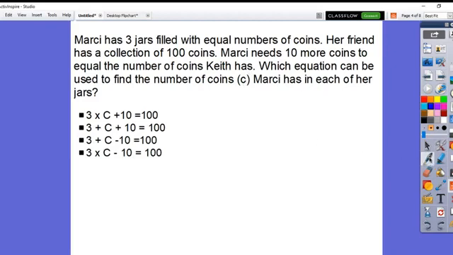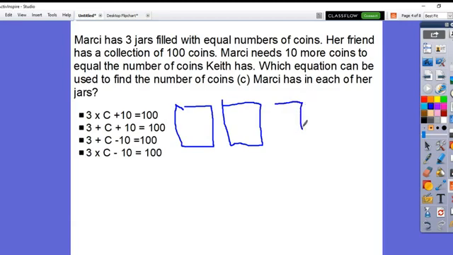Now, guys, I'm going to do some drawing because it just helps me figure out a little bit. Now, we know Marcy has some jars. And you know what? It's really easy to draw. I'm just going to draw 3 rectangles here, and those are my jars. And it says that we know that she has the same amount. She has an equal number of coins in each jar. And the number of coins is going to be represented by C. C in this jar, C in this jar, and C. They're all equal.